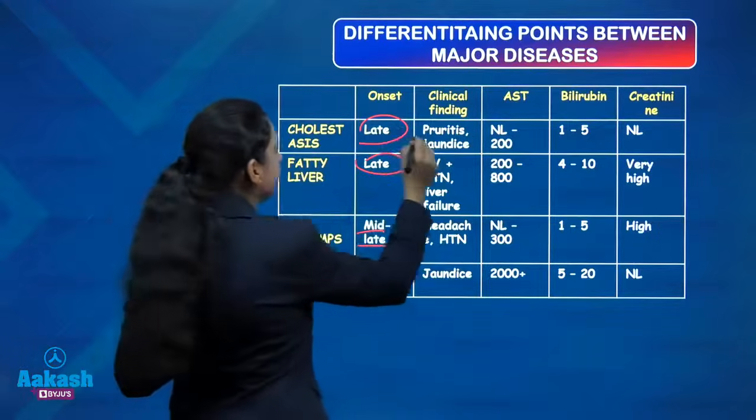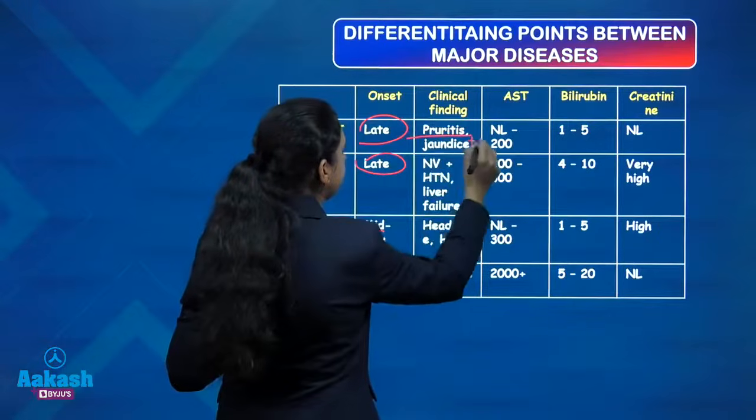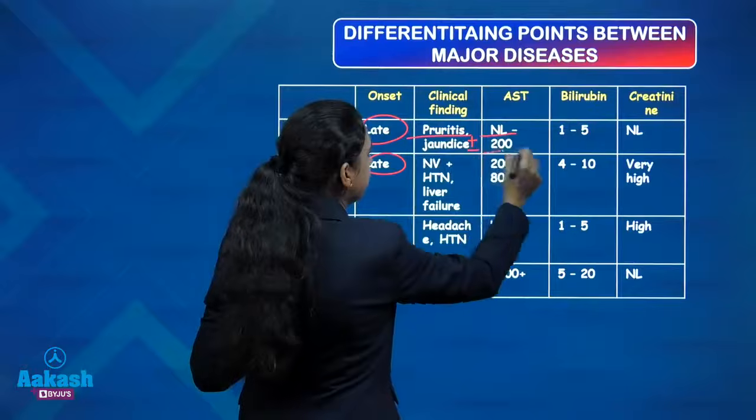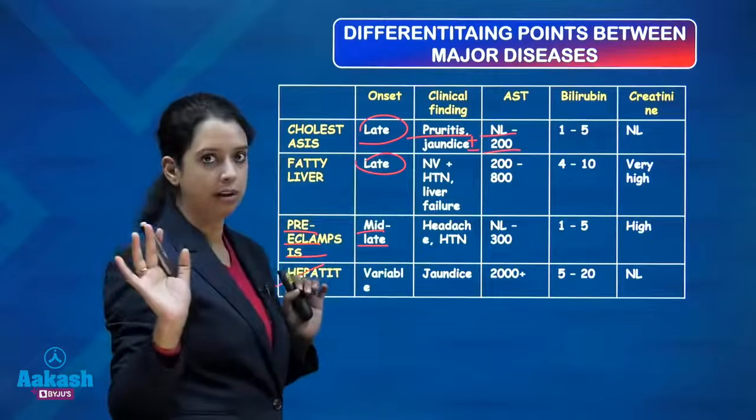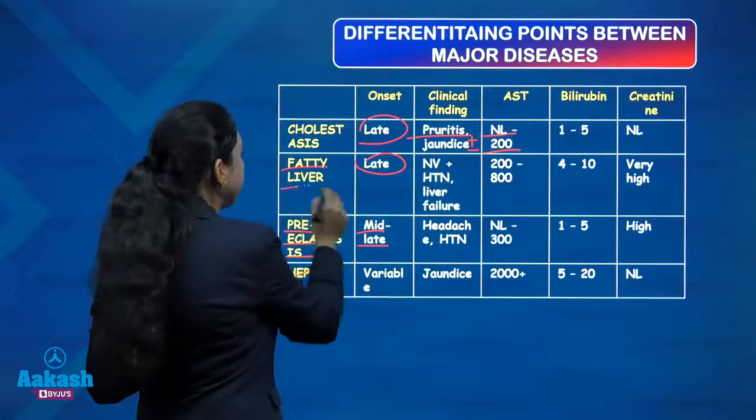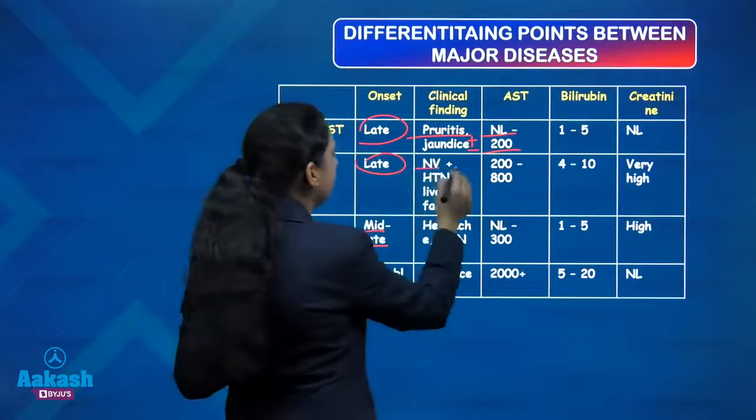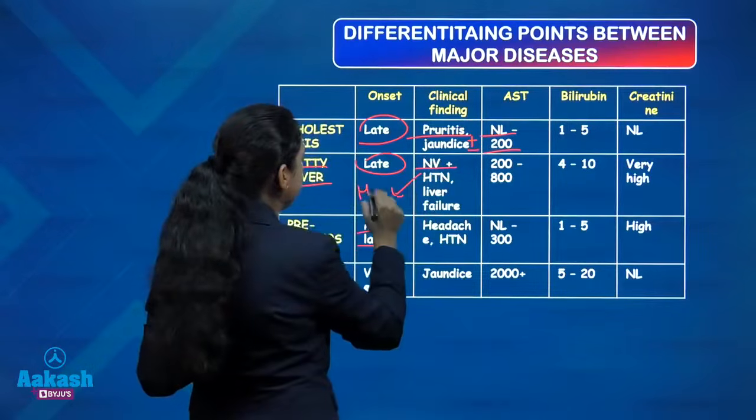Cholestasis will characteristically have pruritus, jaundice is plus minus. AST-ALT is raised but almost 200, not very high. Bilirubin is also not very high. Fatty liver is an emergency condition. Patient will have nausea, vomiting, hypoglycemia is very characteristic.